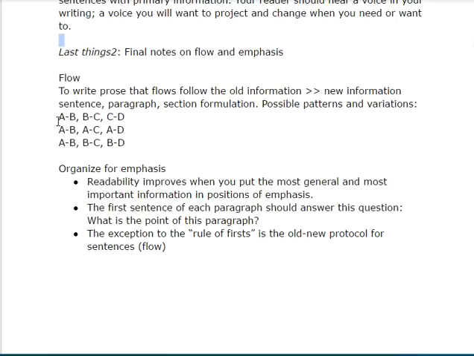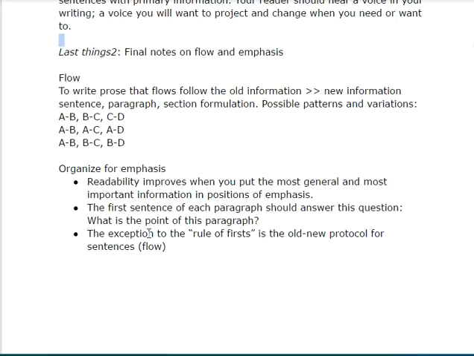old new. So in the first sentence here, B is new, and then it's old here, and C is new, C is old, and then D is new. And then here A is repeated. Okay, so this is a pattern that is more or less acceptable. And then here too, B is repeated here. And then I talk about readability and the first sentence of each paragraph and the exception to this rule of firsts.